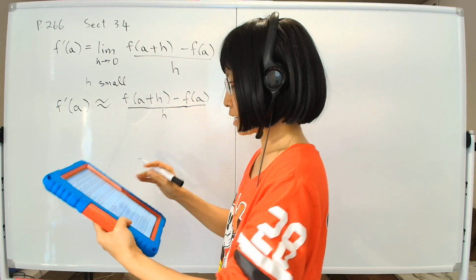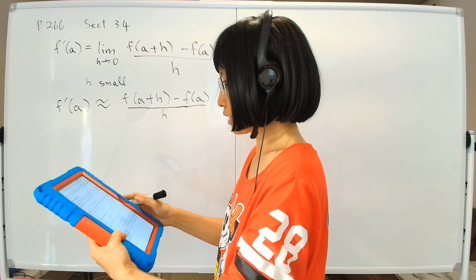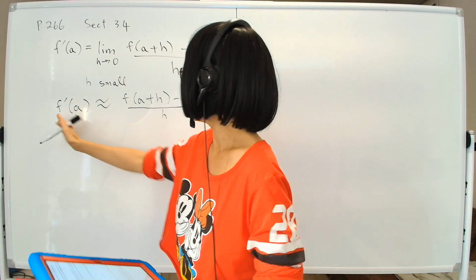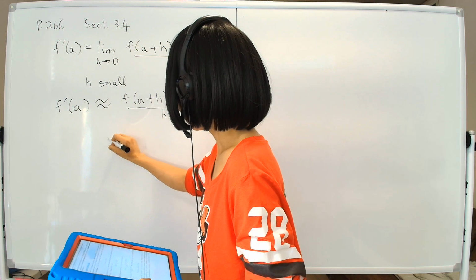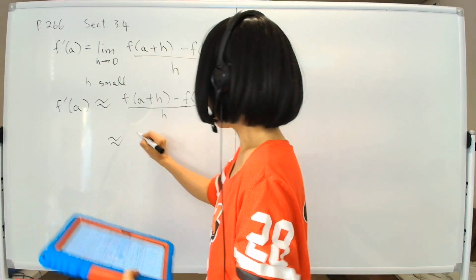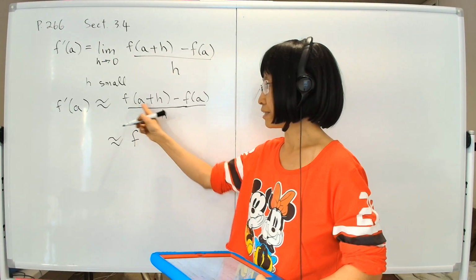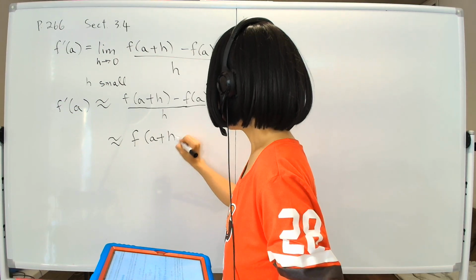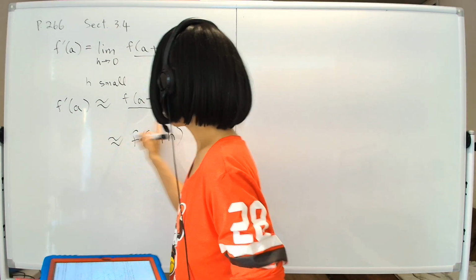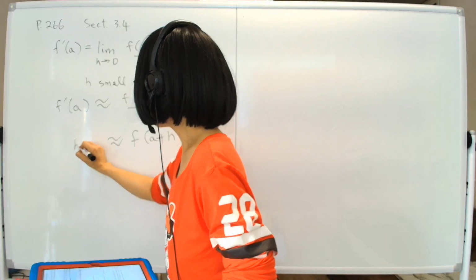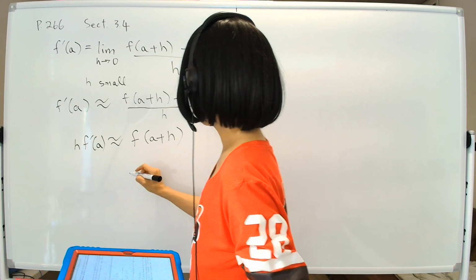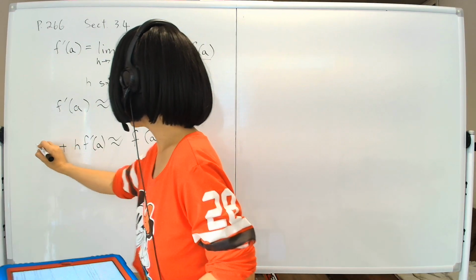And then to put it another way, you put the h on this side, keeping this sign, since we're trying to isolate f of a plus h. f of a plus h is almost the same as h times f prime of a, plus f of a.